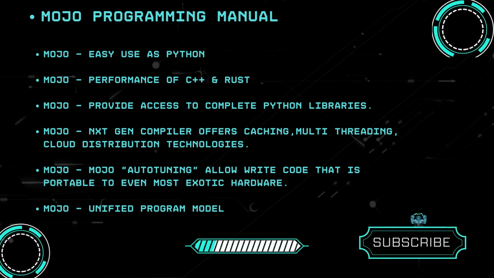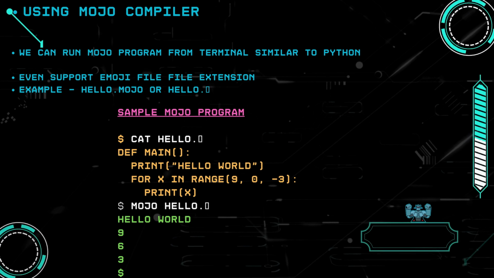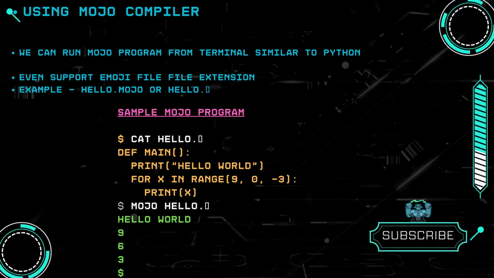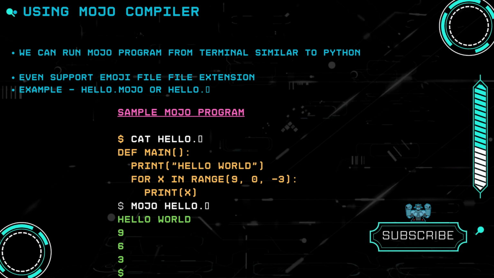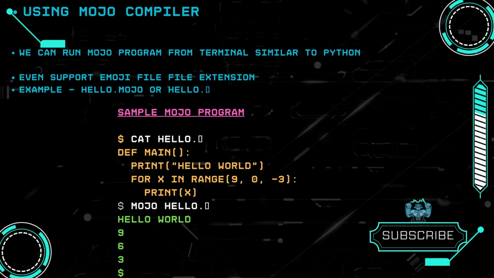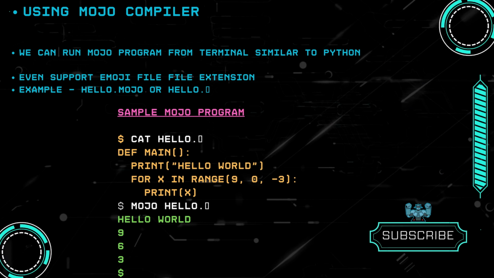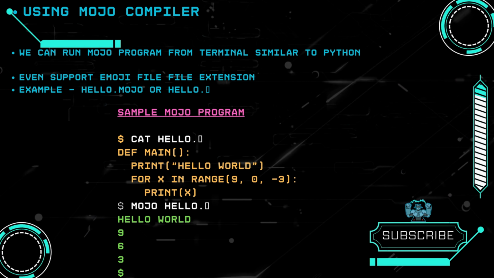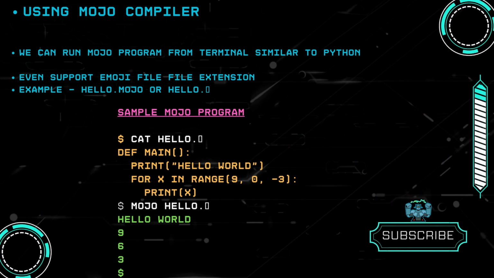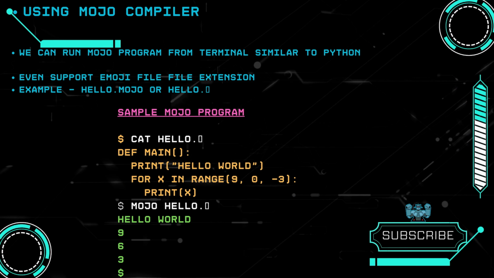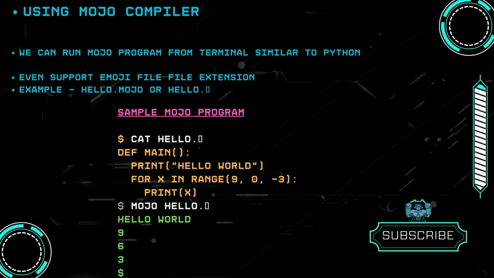Mojo, a unified programming model. Explanation of the sample Mojo program. The sample Mojo program is a simple program that prints hello world and a sequence of numbers from 9 to 3, counting down by 3. The program is stored in a file named hello with a fire emoji, or hello.mojo extension.